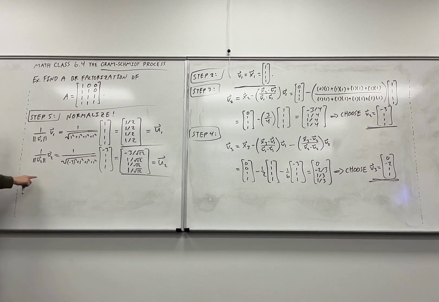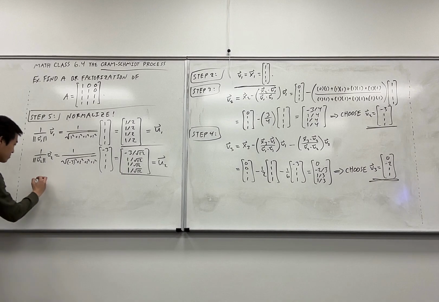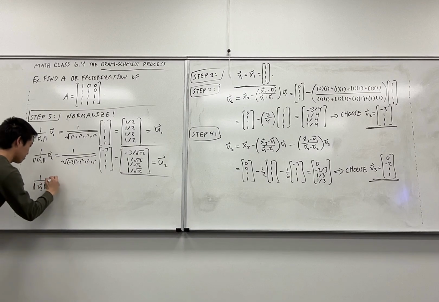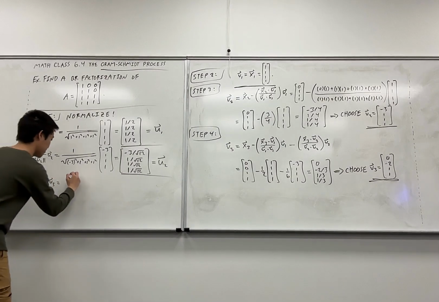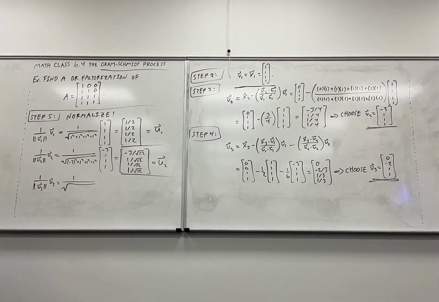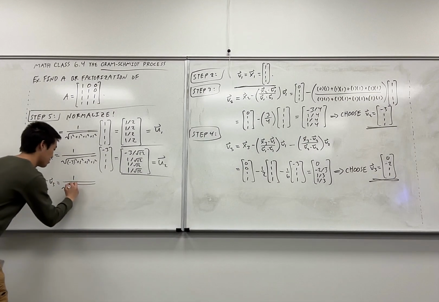What's the last one? V3. The length of V3 times V3. So, what's the length of V3? Square root of 6.